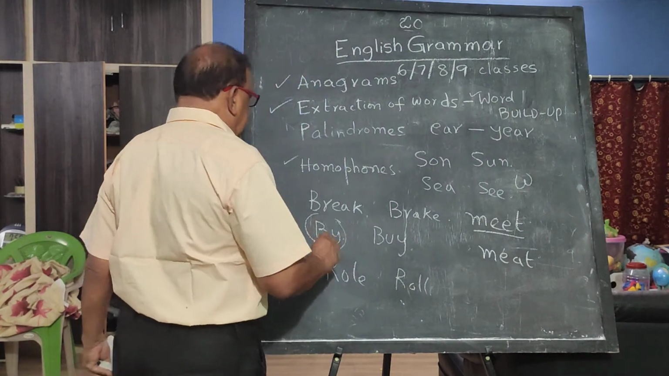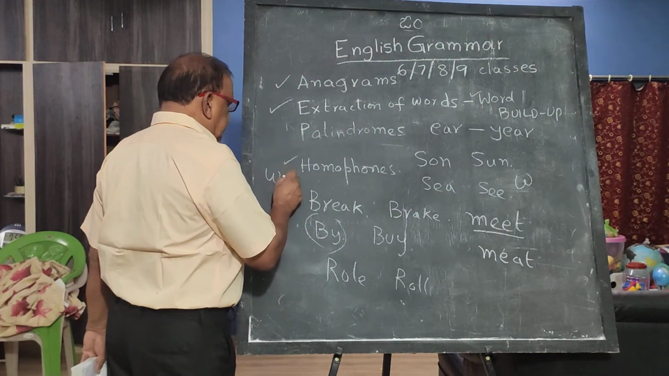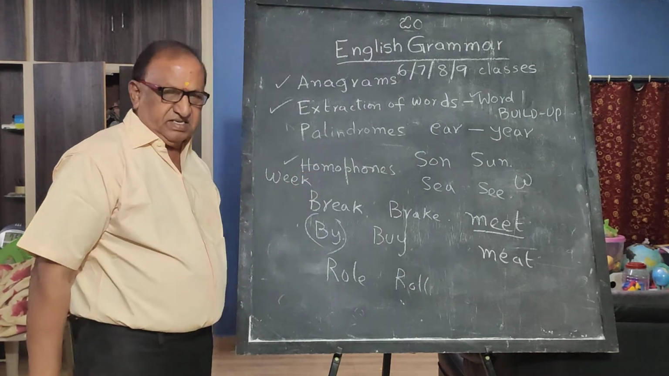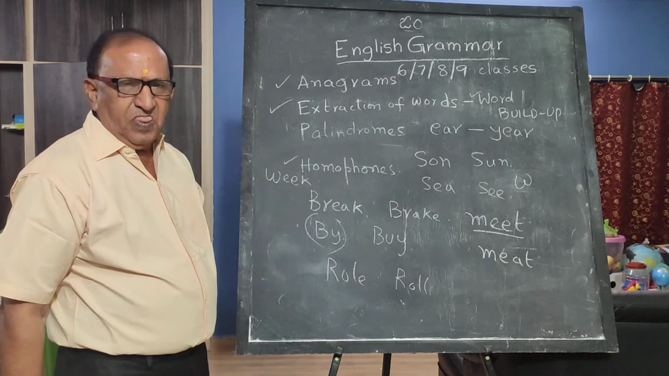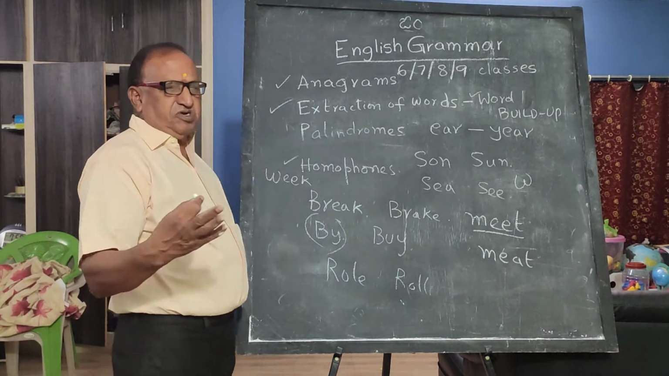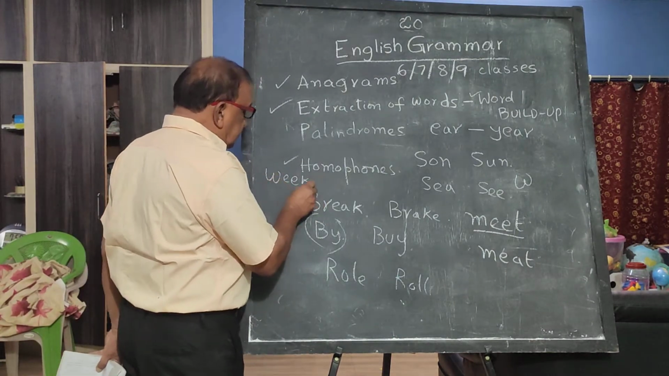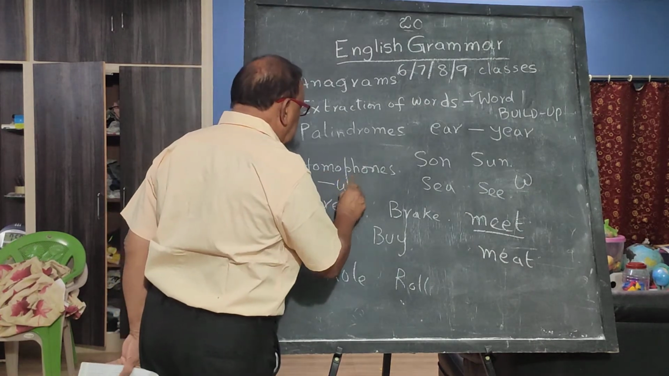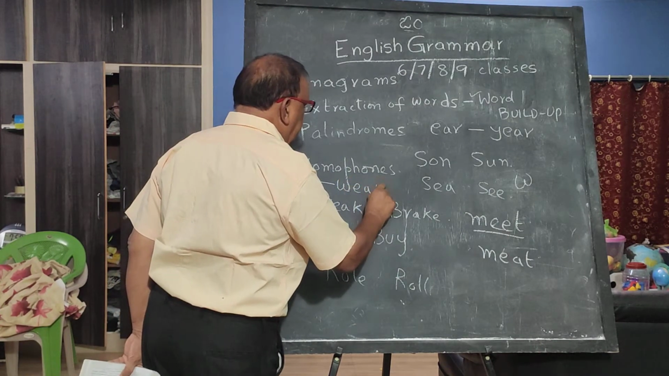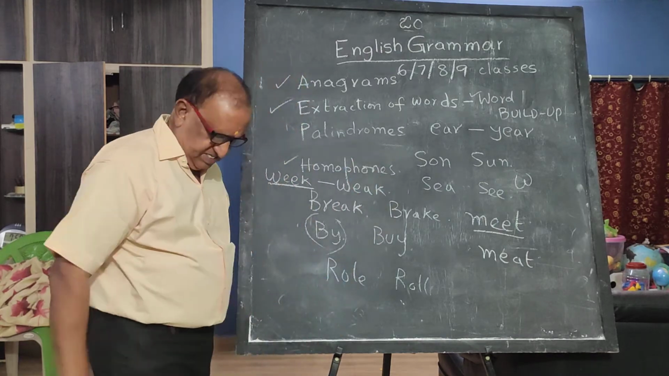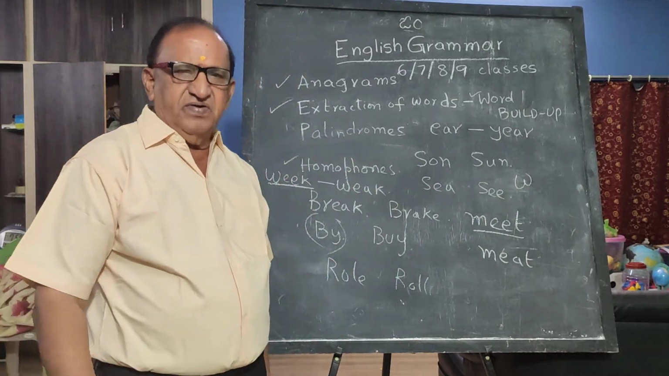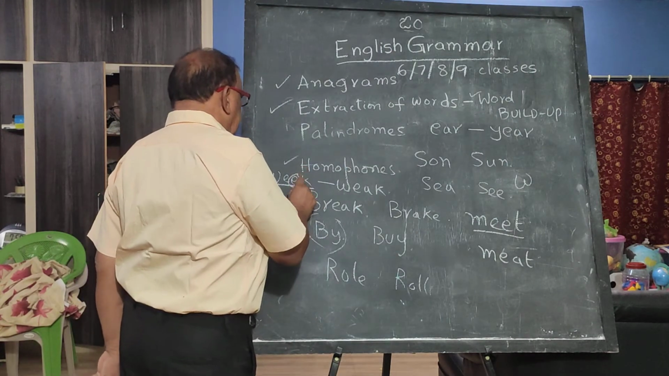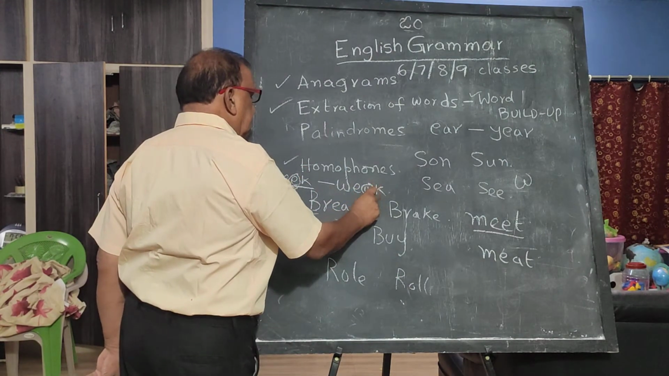Similarly, there are things very, very interesting. You have to master them. W-E-E-K, week. Week means what? Weak means you are weak, you are not strong. No, this is different. This is a week, 7 days a week. Whereas W-E-A-K, this weak is you don't have enough energy. So here, you see the difference. This is E and this is A.